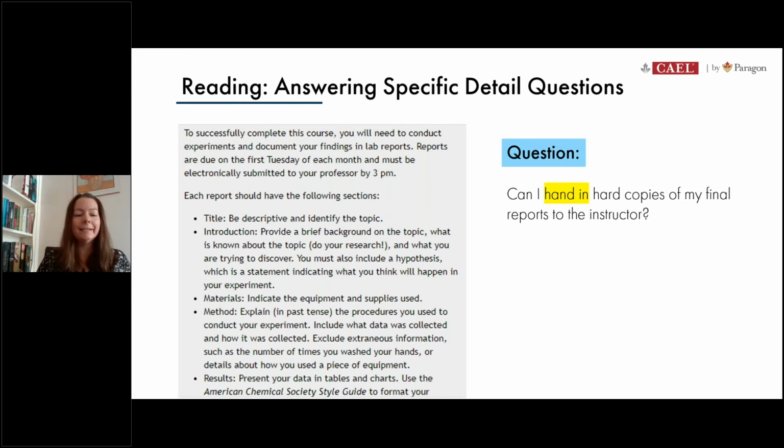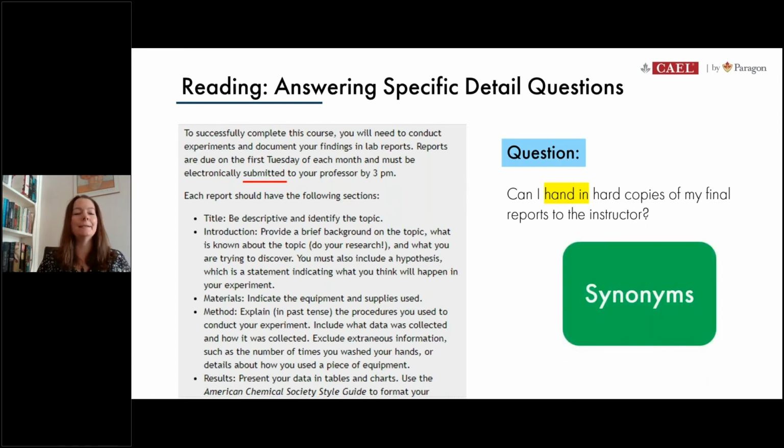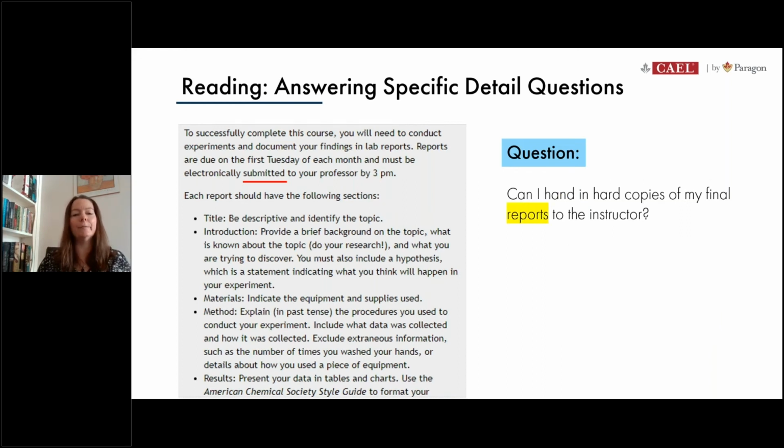As I scan, I don't see the word hand in, but right at the beginning again, I see the word submitted. And the words submit and hand in mean almost the same thing. So this is an example of a synonym. Quite often you will have different words from question to text that mean the same thing, but they're just phrased differently. So we have to be very aware of that to make us efficient readers. So there's one keyword. My answer is possibly within that sentence there in the text. I'll look at a couple of other keywords from the question first and see if I can match them. This word reports, we've already seen that word.